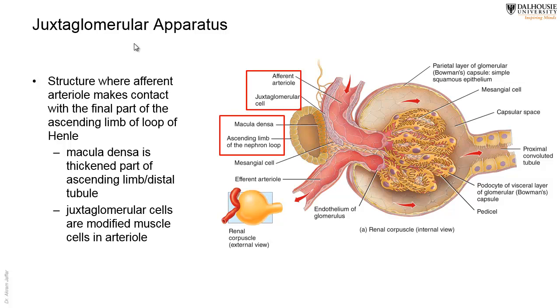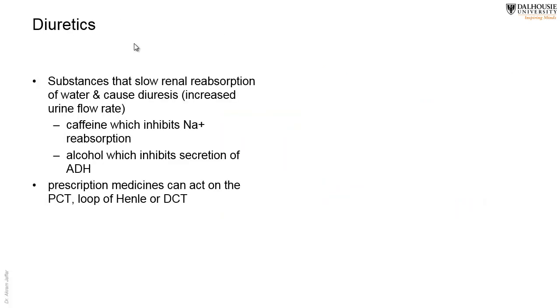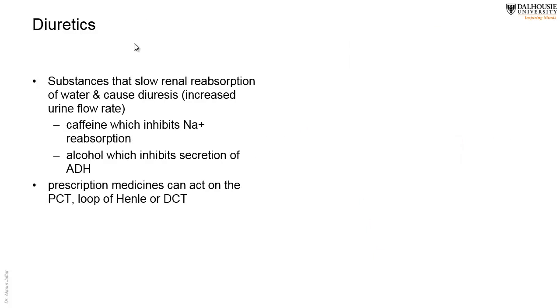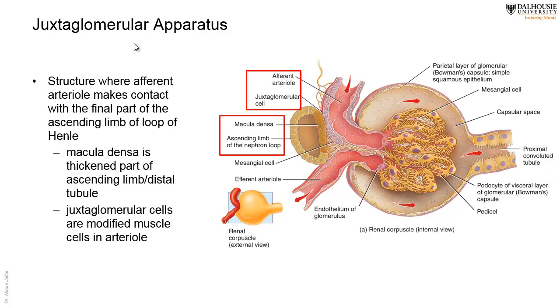Now, another point about the function of the kidney is an area or an apparatus called the juxtaglomerular apparatus. Juxtaglomerular means it's close to the glomerulus. Don't confuse the juxtaglomerular apparatus with the juxtamedullary nephron. The juxtamedullary nephron is located close to the medulla, and this juxtaglomerular apparatus is the part of the nephron located next to the glomerulus. And it's formed of two components.